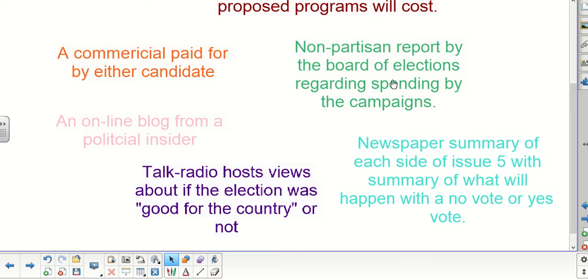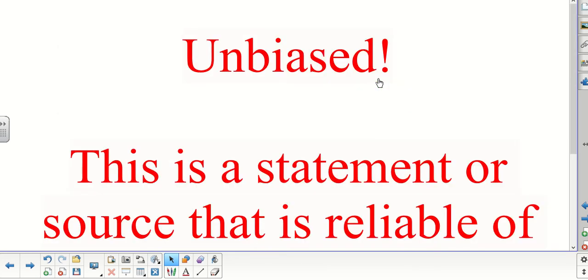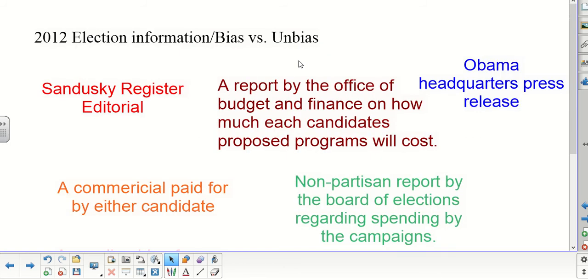Nonpartisan report by the Board of Elections regarding spending. So they're basically saying Trump spent this much, Biden spent this much, or in 2012, Mitt Romney spent this much, Obama spent this much. But those are just straight facts. Those are unbiased. We can look those numbers up and confirm them.